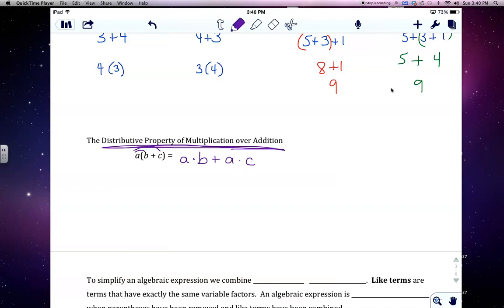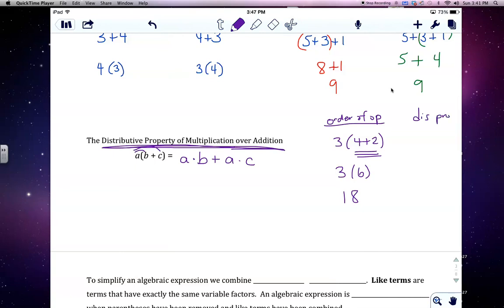Now some students ask me, well, why didn't I follow the order of operations? You can actually. Sometimes you can, sometimes you can't. So let's say I have the problem 3 times a quantity of 4 plus 2. And let's say I were to follow the order of operations. If I follow order of operations and ignore the distributive property, I would do this first, and I would get 3 times 6, and I would get 18.